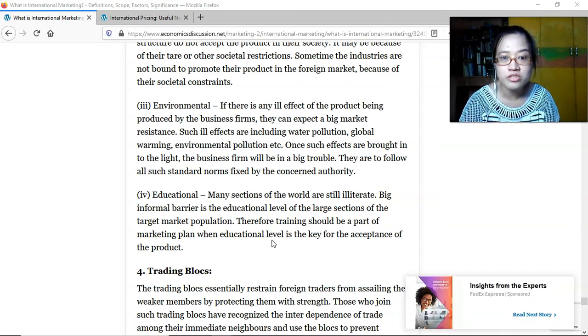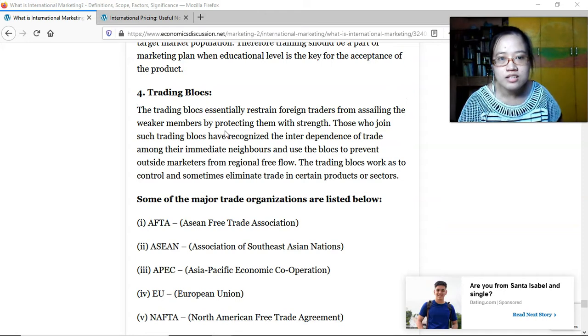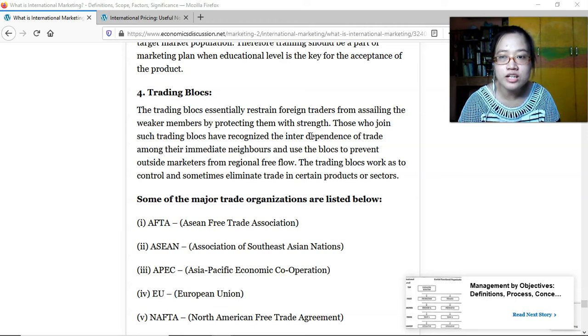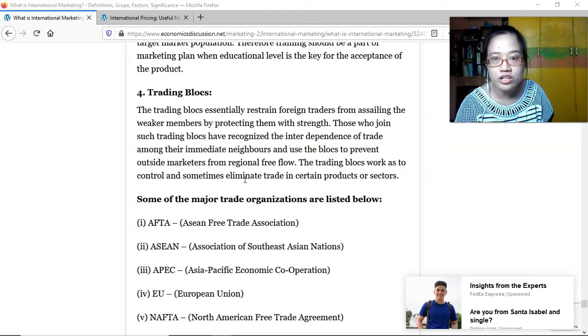So you have to start from scratch. Therefore, training should be a part of the marketing plan when educational level is the key for the acceptance of the product. Trading blocks. Okay, they have these blocks to restrain foreign traders from assailing the weaker members by protecting them with strength. Those who join such trading blocks have recognized the interdependence of trade among their immediate neighbors and use blocks to prevent outside marketers from regional free flow.